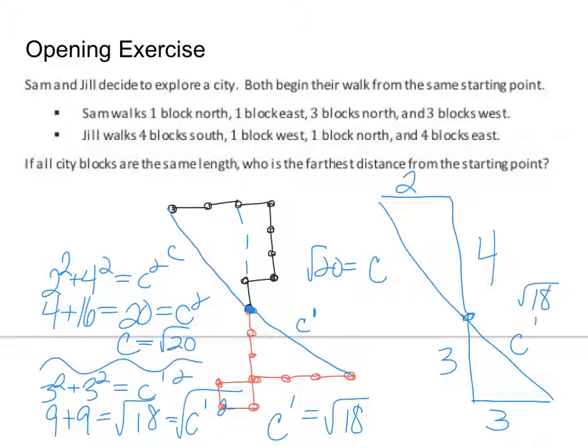Cool. So Sam's distance is the square root of 20 city block lengths, and Jill's distance is the square root of 18 city block lengths. So Sam is actually farthest away from the starting point. All right. So who walked the farthest? We had our starting point. Sam really walked a long distance before we get back to the beginning. Not sure if that's quite the path he took.